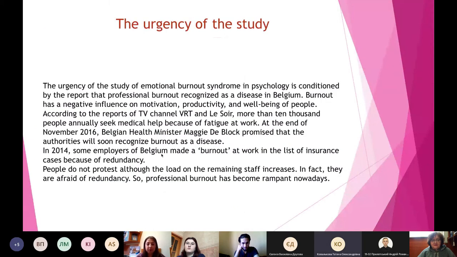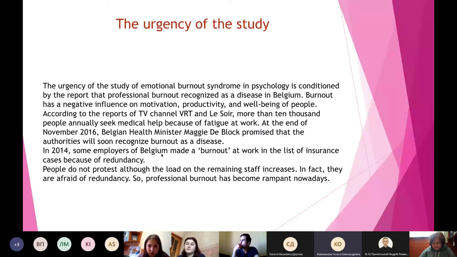So we will talk at first about the urgency of the study. Burnout is quite common in developed countries. It has been shown to be associated with physical illnesses or depressive disorders. And the urgency of the study of emotional burnout syndrome in psychology is conditioned by the report that psychological burnout was recognized as a disease in Belgium. Burnout had a negative influence on motivation, productivity, and well-being of people.